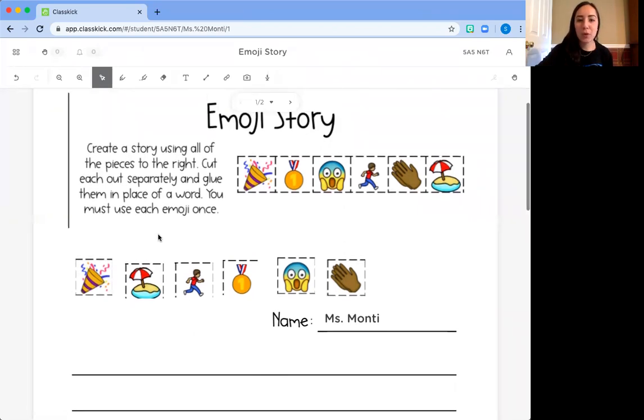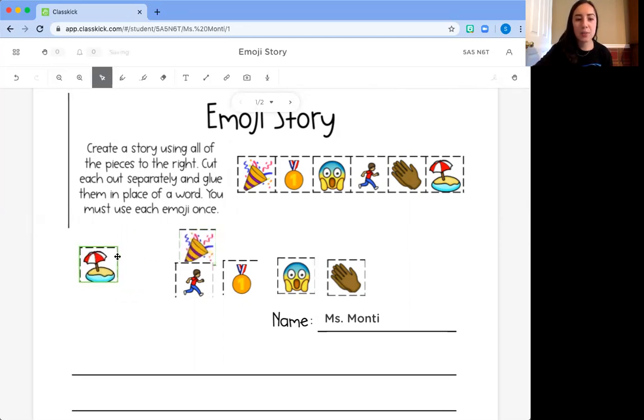So before you start writing your story, I think it's a good idea to look at these pictures and put them in order of how you're going to write your story, kind of like a brainstorming. So I think it's smart to start with your setting. I see a beach picture here. So I'm going to start with the beach because I want to start my story by saying, one day I was at the beach. And then what's going to happen next? I'm going to say, one day I was at the beach and I heard someone screaming.